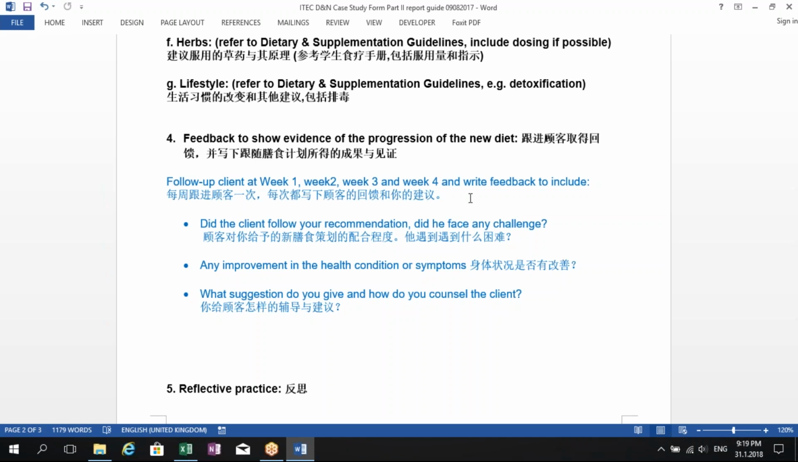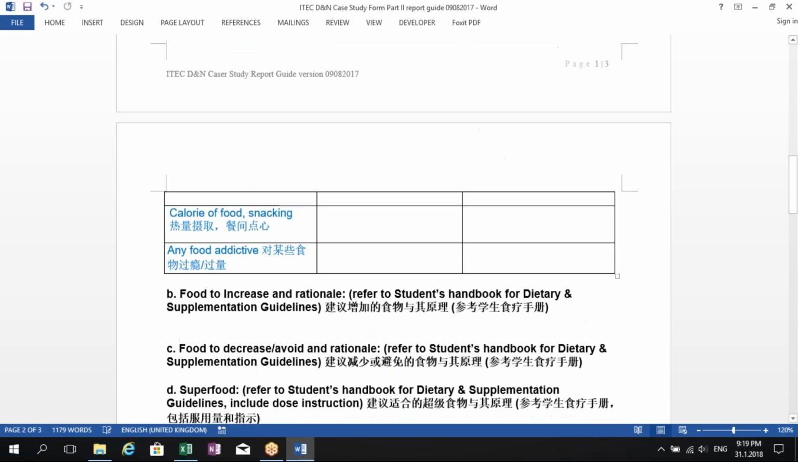Okay, what you need to ask first: did you follow the dietary modification I suggested? For example, I asked you to drink more water. Do you manage to drink water? Do you manage to change, eat more salad? Do you manage to bring some fruit to your office? So ask about what you suggested here.